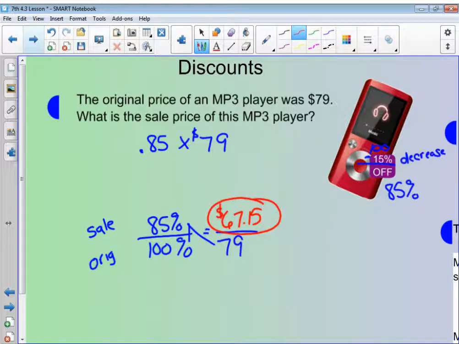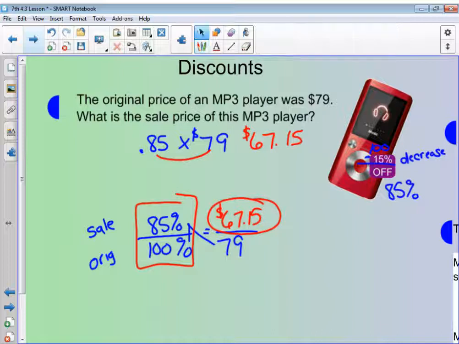Okay, I should get the same thing if I go through and do this method of 0.85 times 79. It's still going to give me the same thing because this is the decimal form of 0.85. So 67.15. So we're going to pay $67.15.